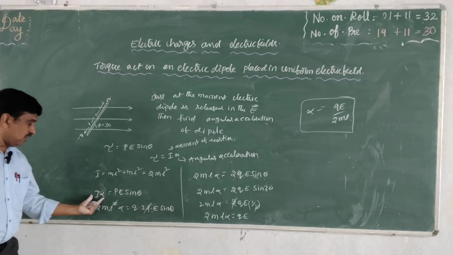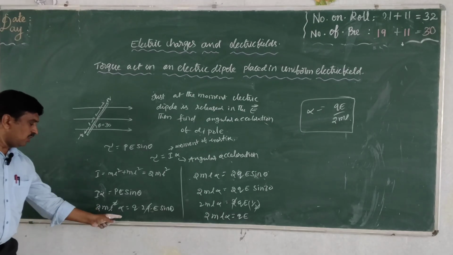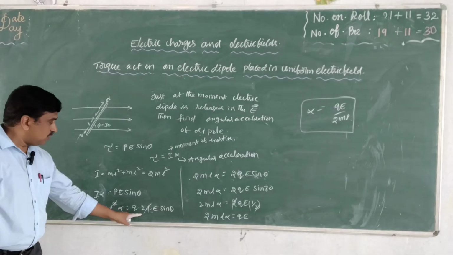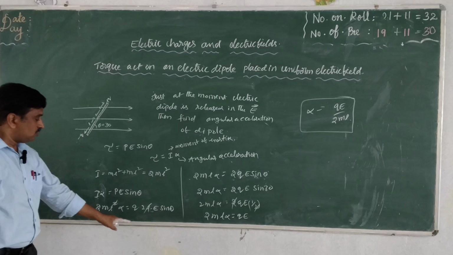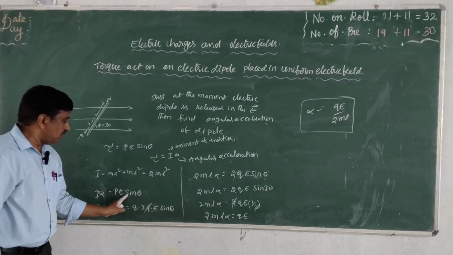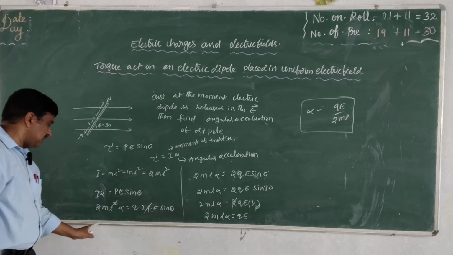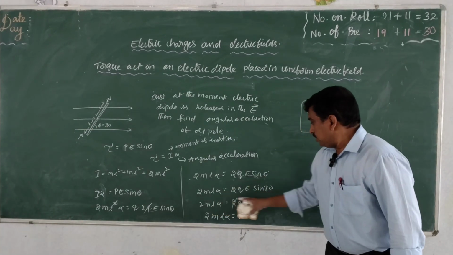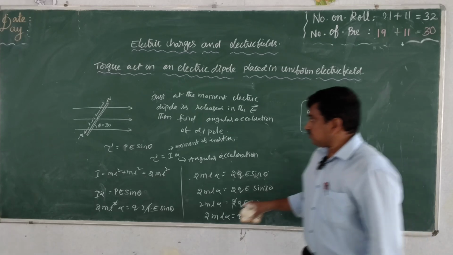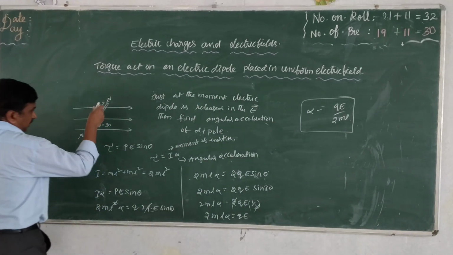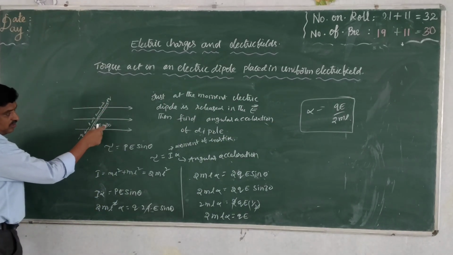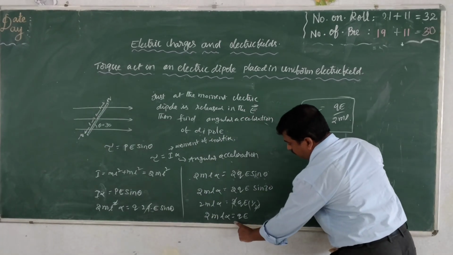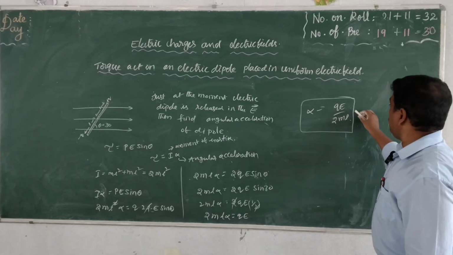What is alpha, the angular acceleration? I alpha. I means 2 ml square into alpha, and that equals q. P means charge into distance between the electric dipole, so that is q into 2l E sin theta. See, this L cancels: 2 ml alpha equal to 2 q E sin theta. Here theta is 30 degrees, the angle between the electric dipole and the field. Sin 30 is 1 by 2, the 2 cancels, so 2 ml alpha equals QE, and alpha equals QE by 2 ml.